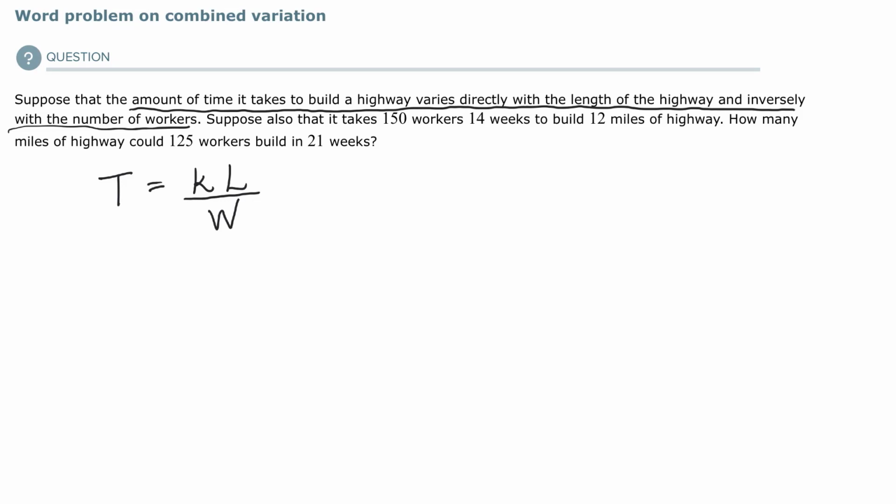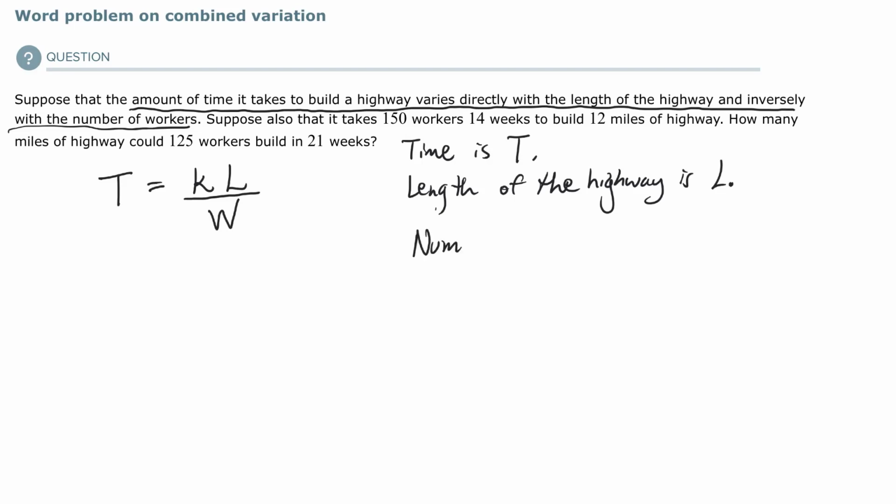If it helps, you could translate all this in English. You could say the amount of time is T. You could say the length of the highway is L. This is actually a pretty important part about mathematics, is actually translating the English into a mathematical symbol. And the number of workers, so here's the English again. The number of workers is now being translated into a mathematical symbol and is actually called W.